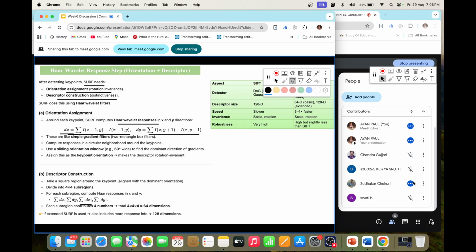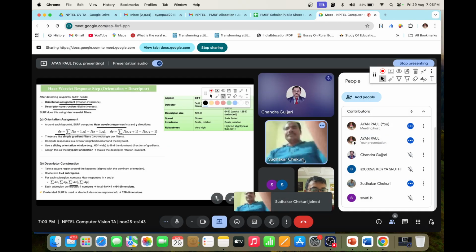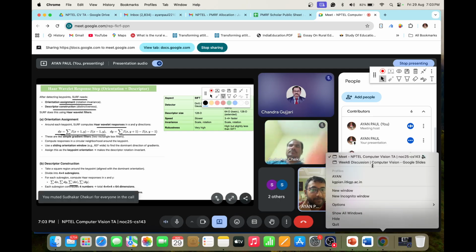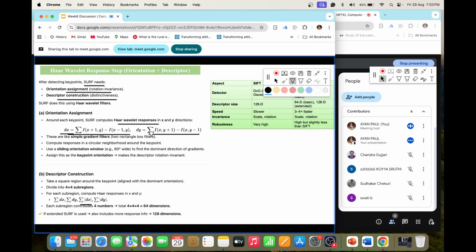Similarly, dy is the intensity of (x, y plus 1), that means the intensity of the point above our actual point, minus the intensity of the point below our actual point. So that is how we calculate the Haar wavelet responses, and we can get mod del x and mod del y. By this, for each point we will have 4 responses.